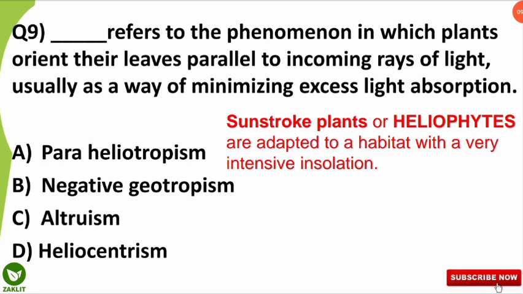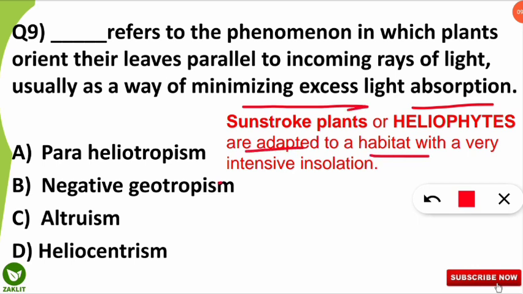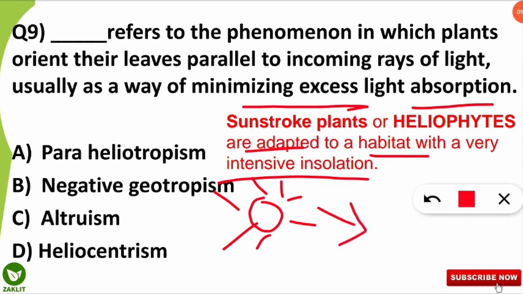But you should know one more term which is also frequently asked, that is heliophytes, which are also called sunstroke plants, adapted to habitats with very intensive insolation. So heliophytes are the plants known for taking a larger amount of solar insolation, that is, solar rays falling on those plants in higher amount. They are able to adapt to that situation. They are sunstroke plants or heliophytes.